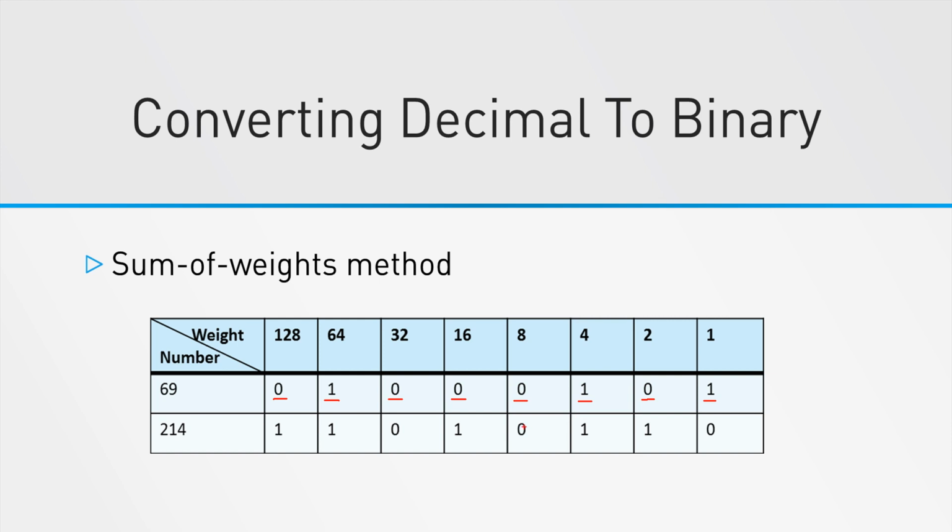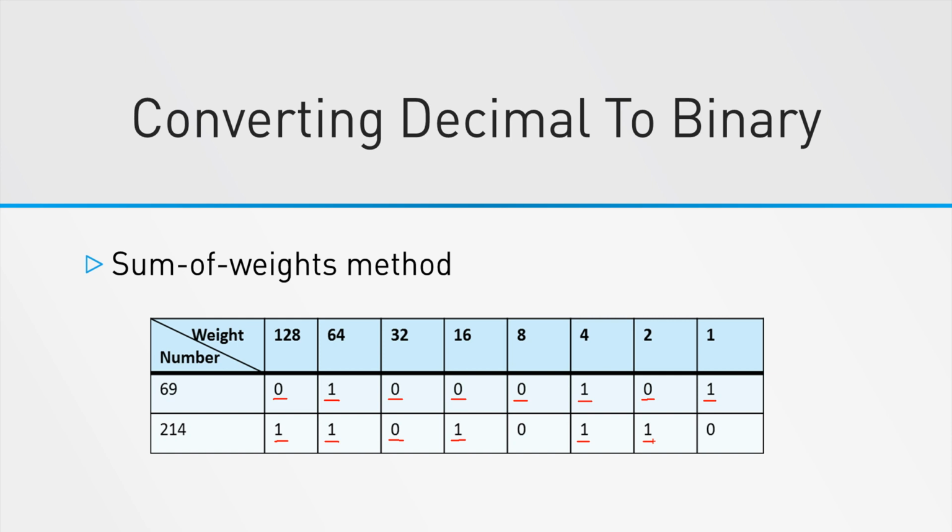Let us try now with 214. So we need the 128 and then the 64. And now we have reached 192. Adding 32 will make the result as 224. So this bit should be 0. And we need the 16 to get 208. And then we need 6 to reach 214. And this 6 is just 4 plus 2.